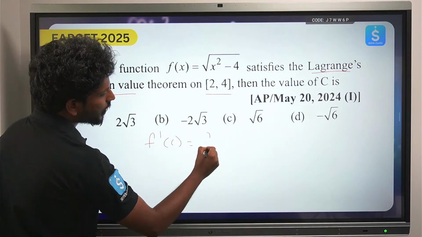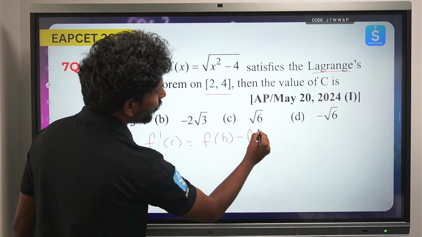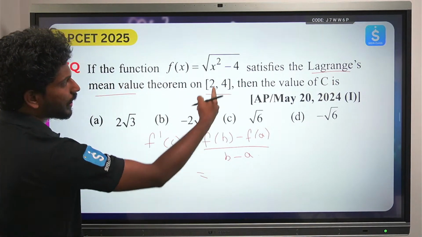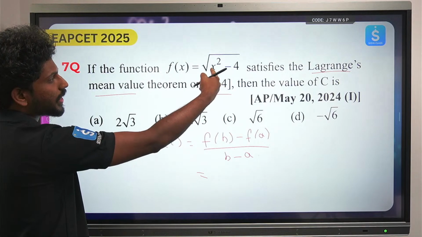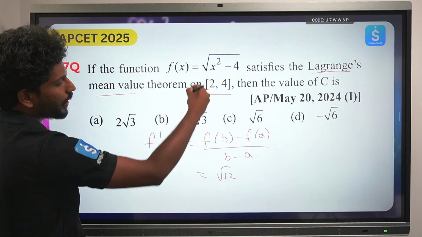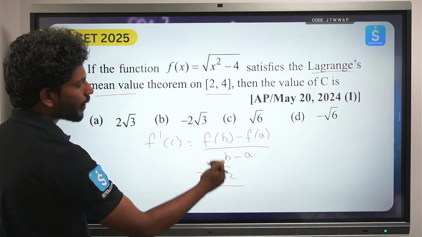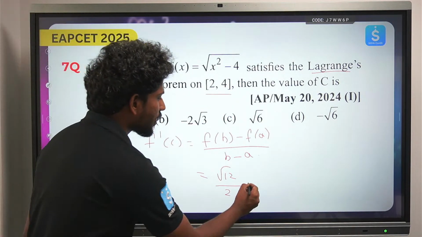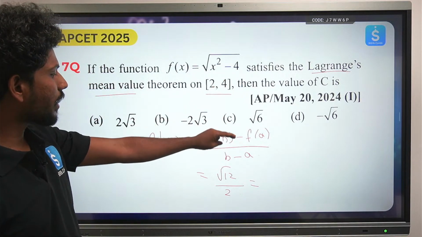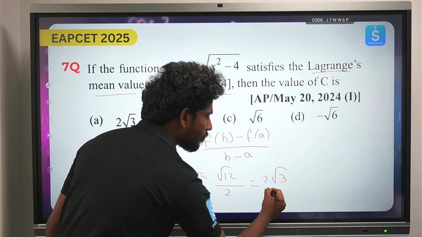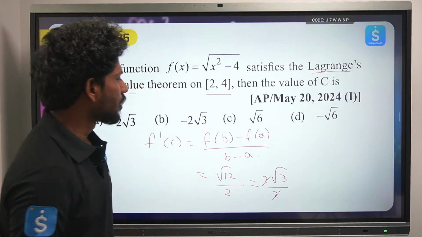F dash of c is equal to f of b minus f of a by b minus a. So from here I can directly substitute. What is f of b over here? 16 minus 4, that will be under root 12, and 4 minus 4 will be 0. 4 minus 2 is 2. So this I can write as under root 12, which is 2 root 3, so 2 root 3 by 2. So this is what I got.